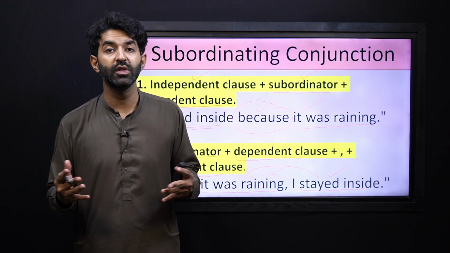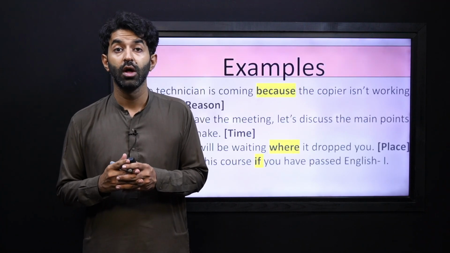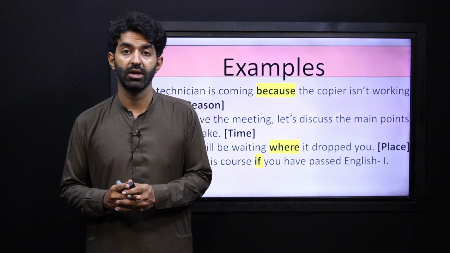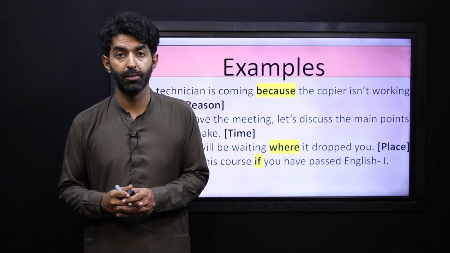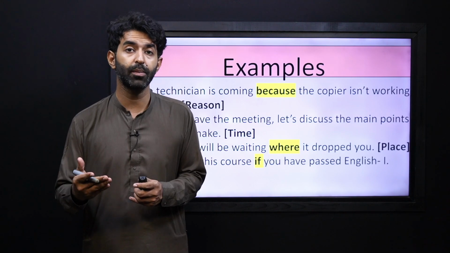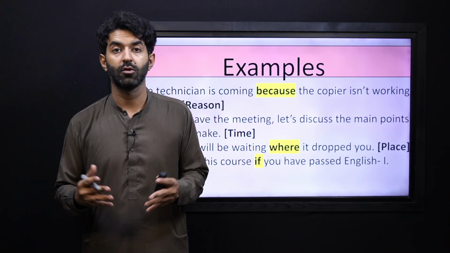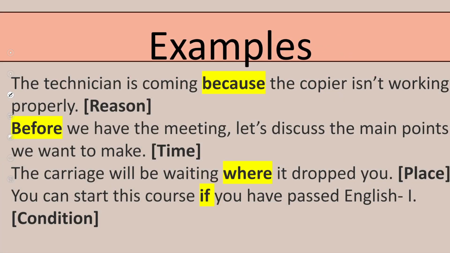So you can follow these two different structures to successfully use your subordinating conjunction, where you connect a dependent clause with an independent clause, dependent with independent clause, and connect it with a subordinator. Here are some examples. They are highlighted in yellow with bold words: because, before, where, if. These are your subordinators or subordinating conjunctions.